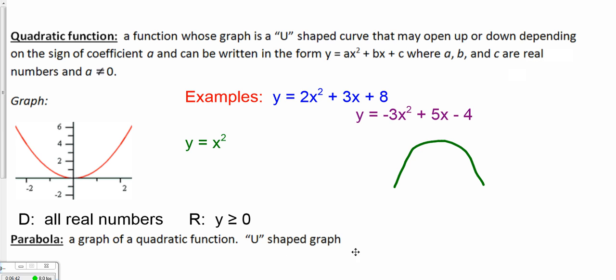And one last piece of information here. This kind of graph, this U-shape, is called a parabola. So a parabola is a graph of a quadratic function. It's the U-shaped graph.